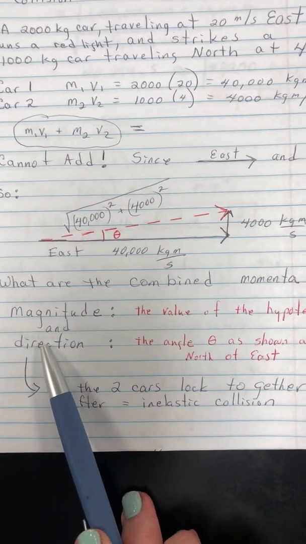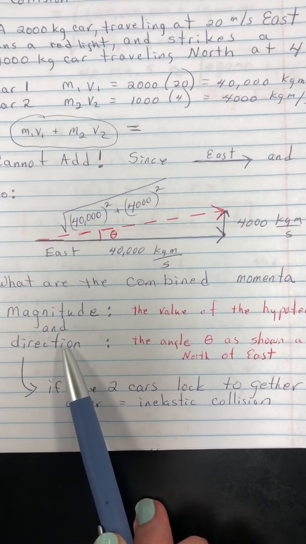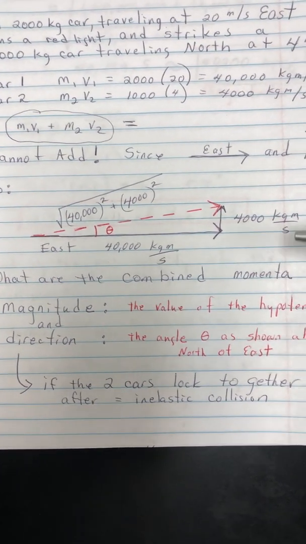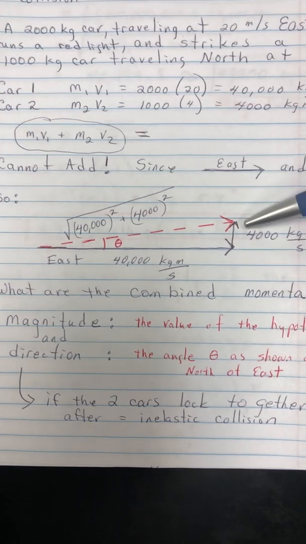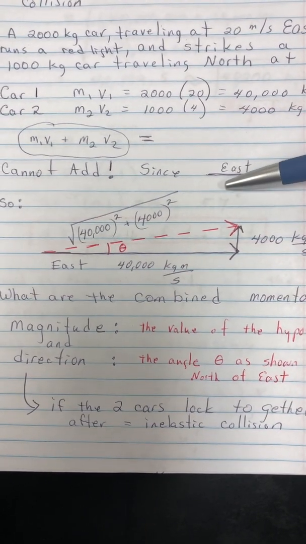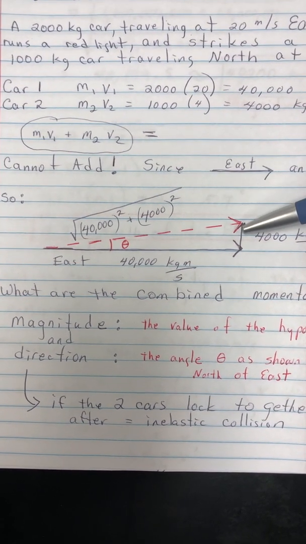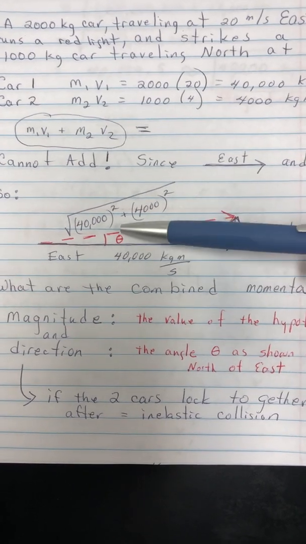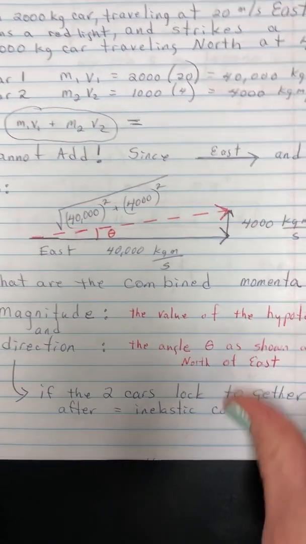And then what if we want to know direction, because vectors have direction? Well, we don't want to just say northeast, because northeast implies that I'm at a 45-degree angle, and this is much, much less than that. So we need to find angle theta. All right, next page.